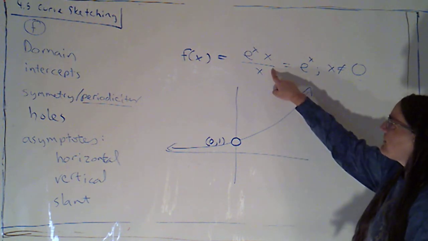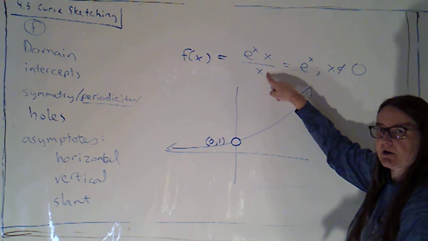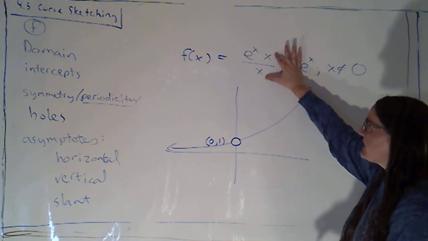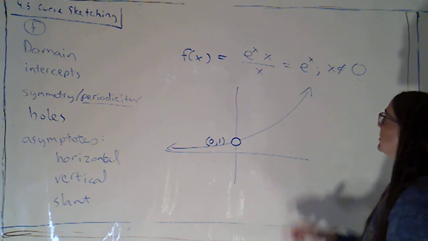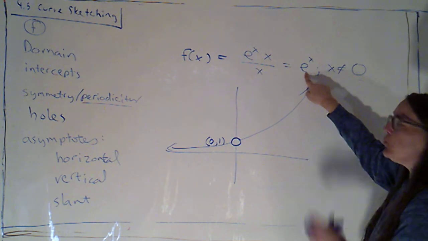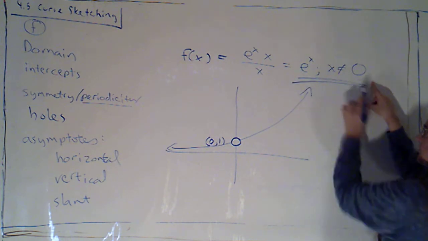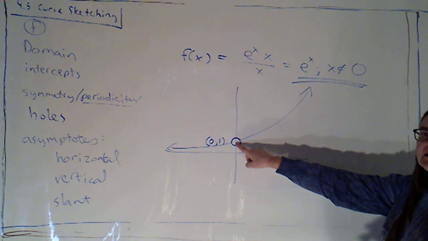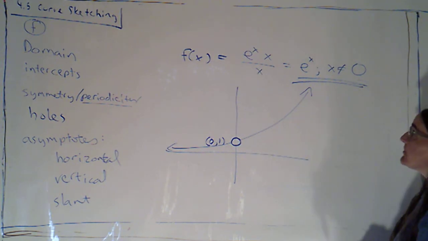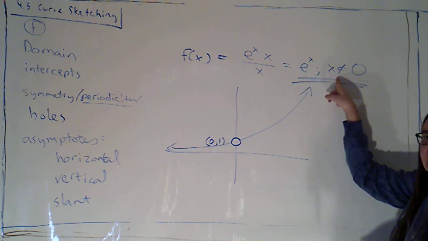So anytime you have a situation like this where you can cancel a factor from the top and bottom, and whatever would make that factor 0 is not in the domain of the function, but it's in the domain of what you would get if you canceled, and you just have to record that restriction separately, then you simply have a hole in the graph. And the location of the hole is exactly where you would have a point if you didn't have this restriction.